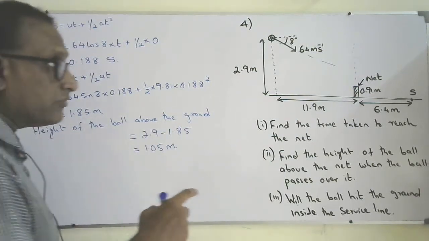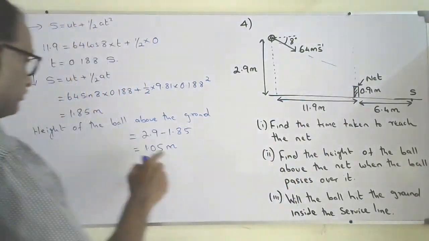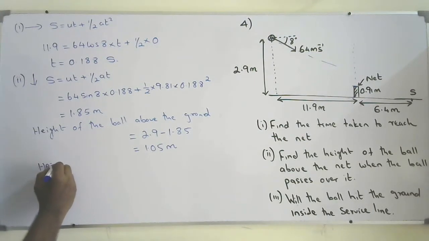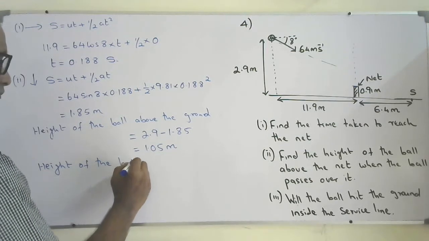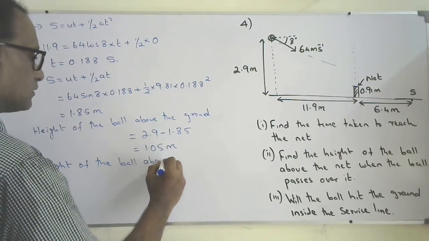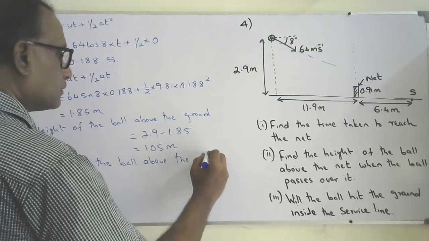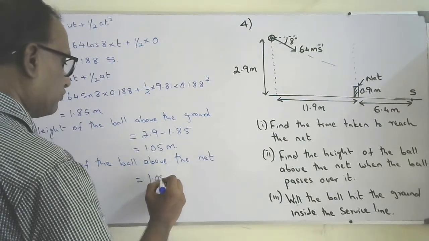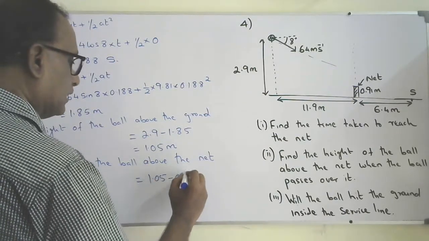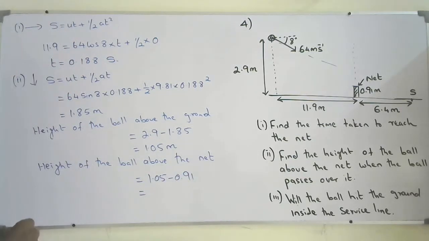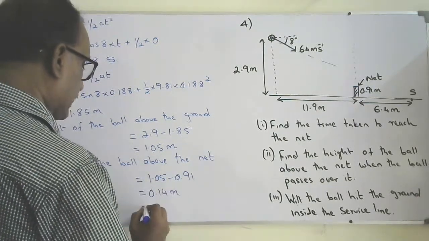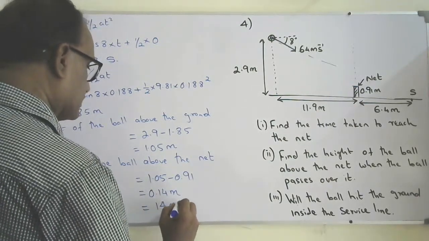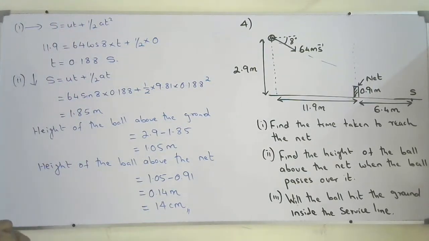So how much is it above the net? So above the ground 1.05. Height of the ball above the net is 1.05 minus 0.91. So that will be 0.14 meters, or you can say 14 centimeters. So it won't hit the net.